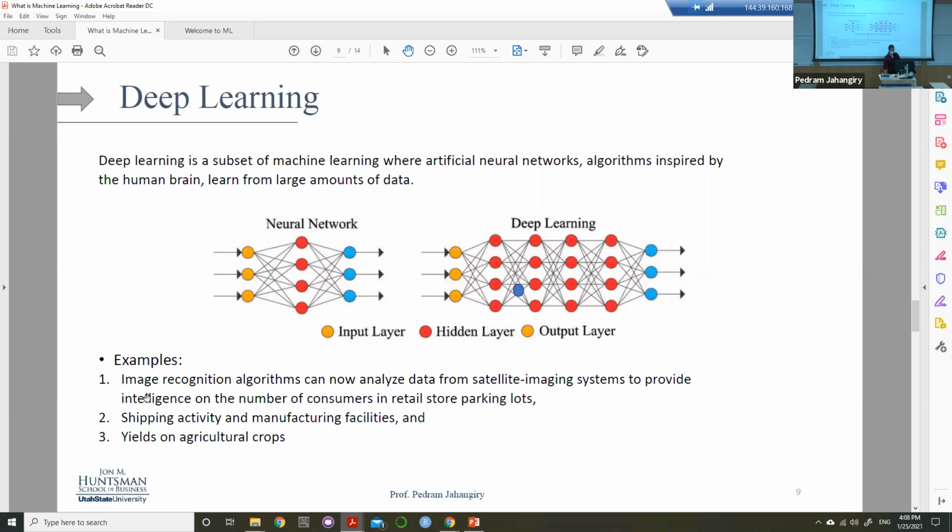All right, examples: image recognition. There's a huge application of image recognition in medicine, detecting tumors in different parts of the body by going over millions of records of images. And for example, by image recognition, we can monitor shipping activity and manufacturing facilities, or yields on agricultural crops. I have a friend working for a winery, and they look at satellite pictures. They see if it is worth going for harvesting this season at this time or not. These are insanely useful things, right?